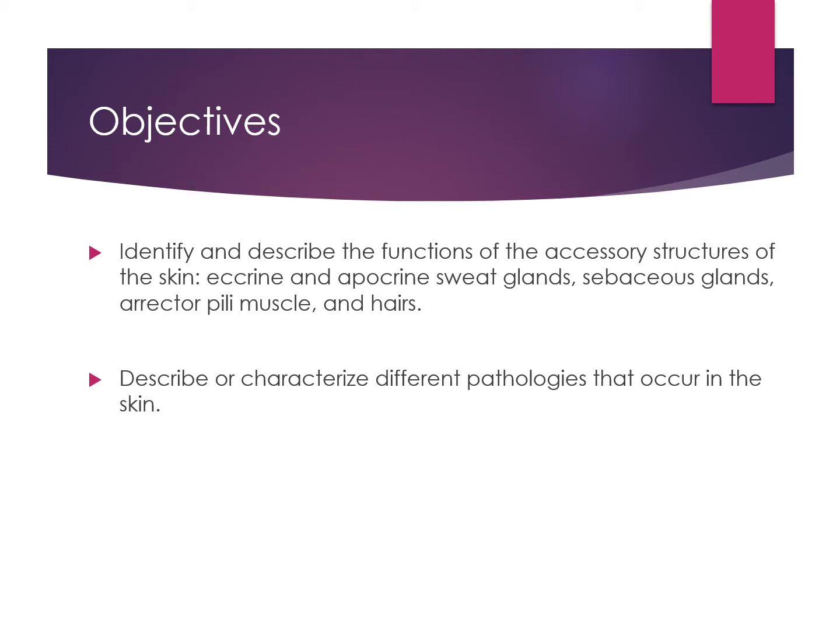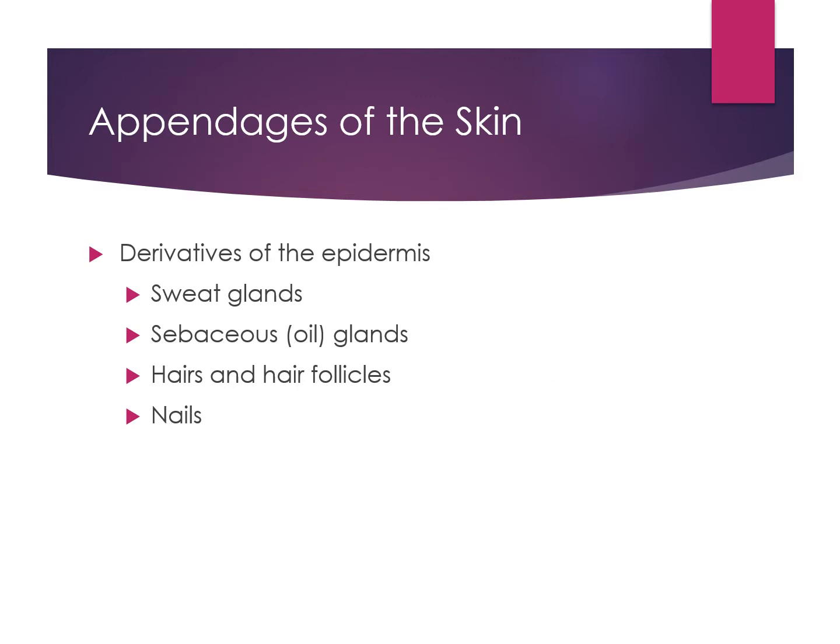Let's get started. Skin appendages are structures that are associated with the skin but serve a particular function such as cooling, lubrication, sensation, or protection. The appendages are formed from epidermis-derived cells and chemical signals from the dermis when we're in the womb. The appendages of the skin include your sweat glands. There are two types, the eccrine and the apocrine, the sebaceous or oil glands, hairs and hair follicles, and nails.